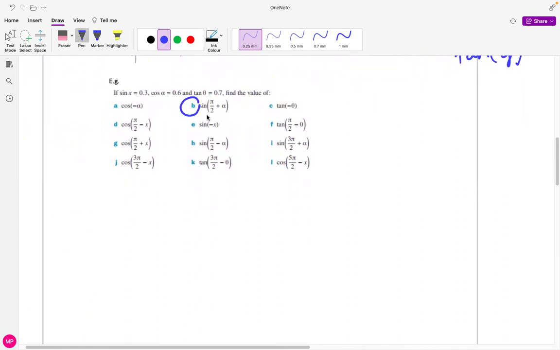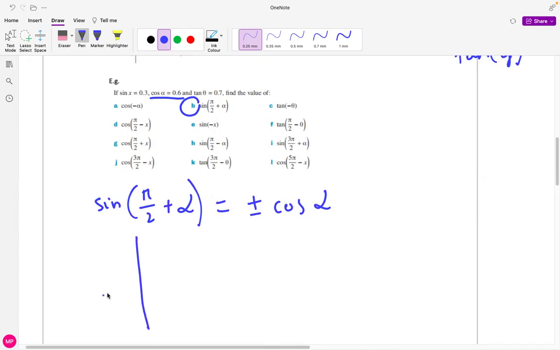They give me sin of pi over 2 plus alpha. So first of all, I'm going to simplify this first. And I do have the alpha here. Cos of alpha is 0.6, as you can see. Now, sin of pi over 2 plus alpha, if I want to convert to alpha, they are complementary because the difference is 90 degrees, right? So I know the answer is either plus or minus cos of alpha. That's what I know. I just don't know plus or minus. So how do I determine that?